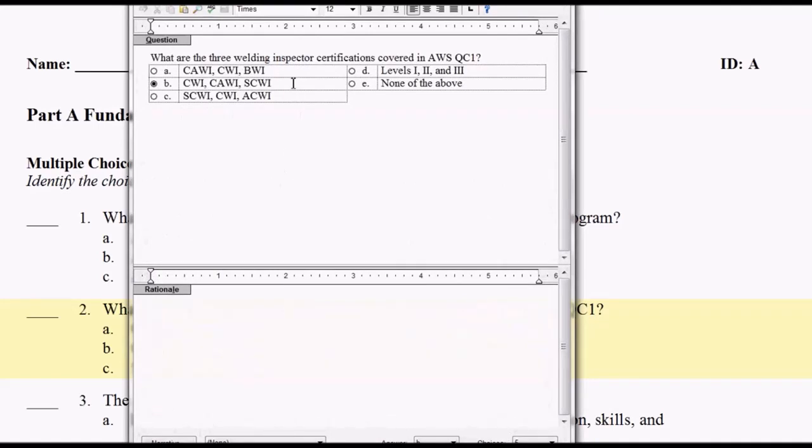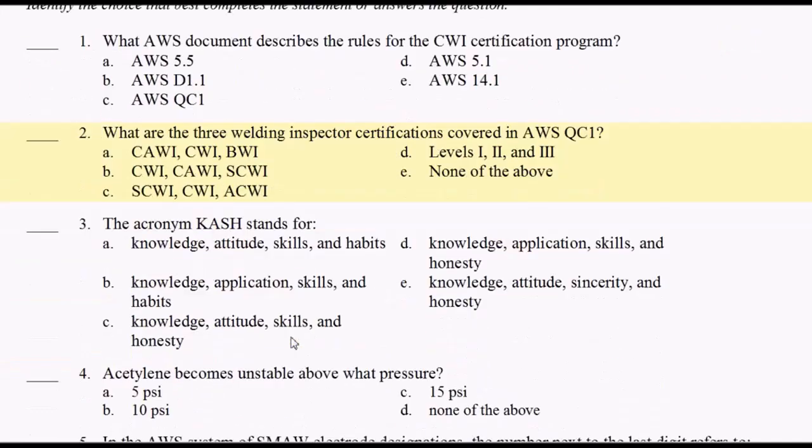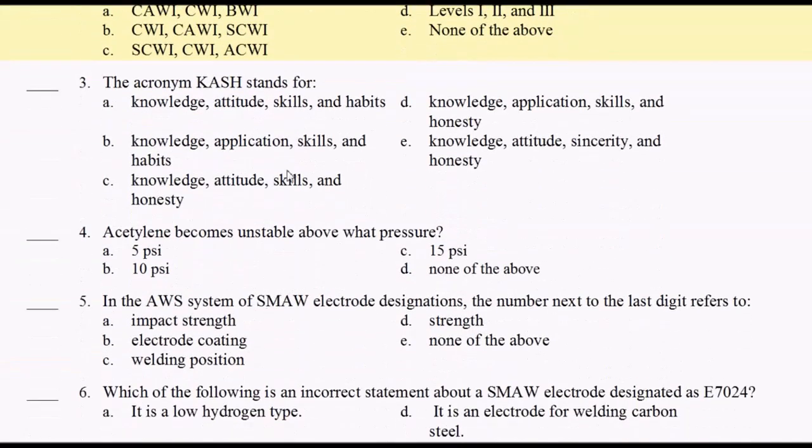And the answer is B. Certified Welding Inspector, Certified Associate Welding Inspector, and Senior Certified Welding Inspector. Okay, let's do a couple more of these and I'll let you go. Let's do number 3 right here.